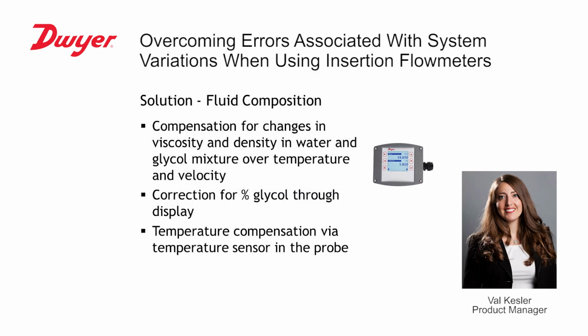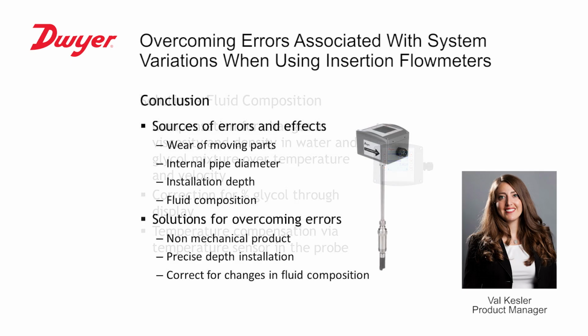So how can you ensure to avoid that error in the fluid composition change? Compensate for changes in the viscosity and density of the water and glycol over temperature and velocity. Fairly simple. What we've been able to do with the display of this flow meter is put in the corrective curves within the display to allow for correction of the percent glycol through the flow temperature. In addition, we have a temperature sensor located in the probe of the unit that can compensate for that as well.